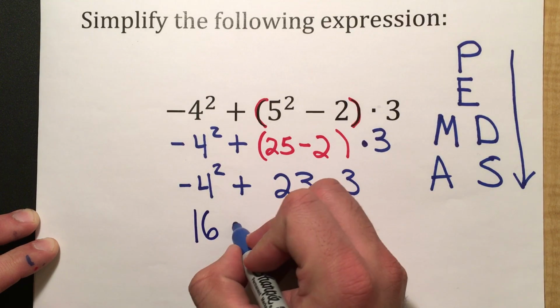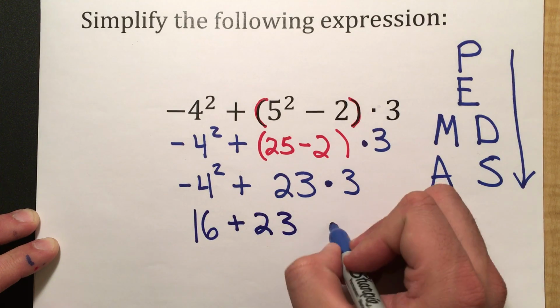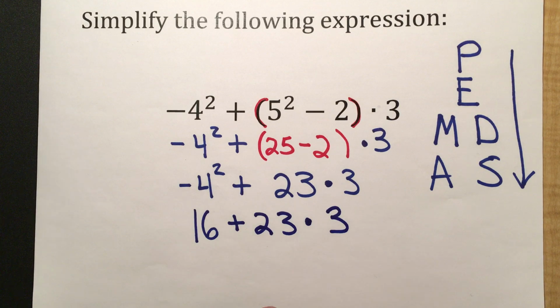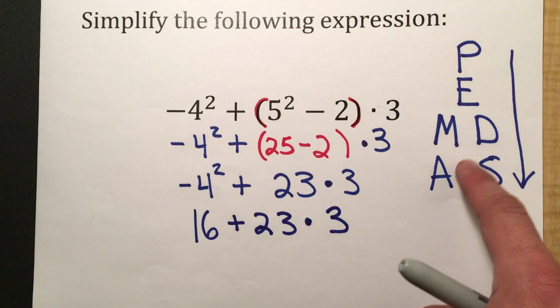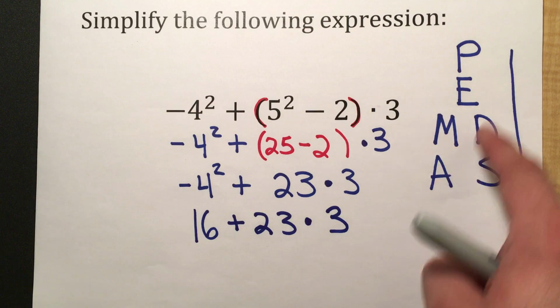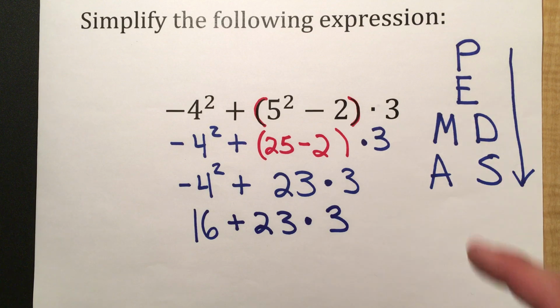We'll bring down everything else. Our plus sign, bring down 23, our multiplication sign, and then 3. Now we're left with 2 operations. We have addition and we have multiplication. So looking at PEMDAS, what comes first, addition or multiplication? You see that the M is before the A if we're looking at it from top to bottom? So it means we're going to have to multiply first, then we're going to add.